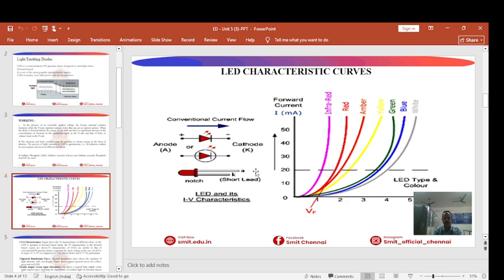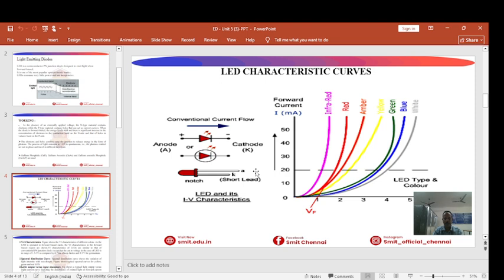The spectral distribution curve can be seen from light intensity versus wavelength. Each LED emits light over a narrow wavelength range. For example, red is 650 nanometers, green 560 nanometers, yellow 590 nanometers, and blue 470 nanometers. Very high current may cause heating, efficiency reduction as well as reduced lifespan.